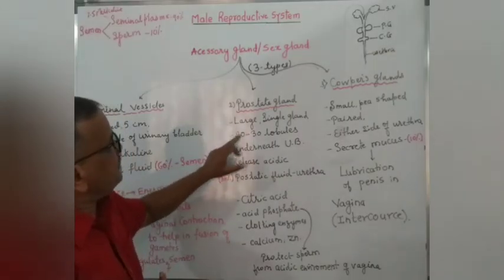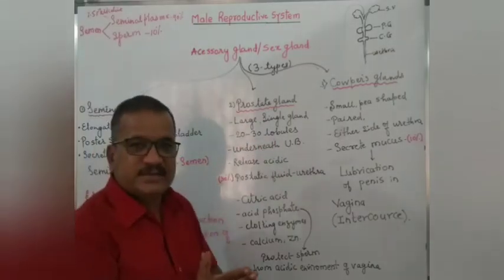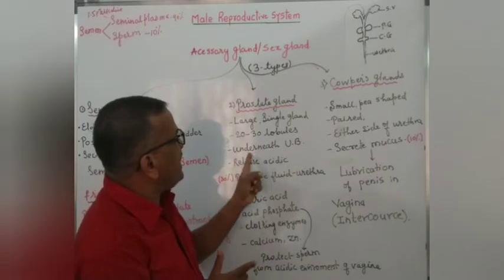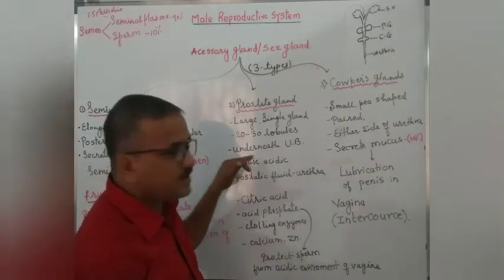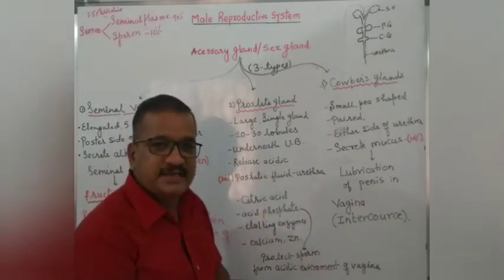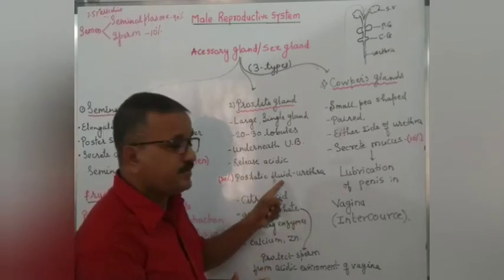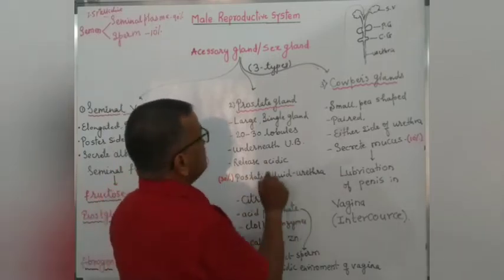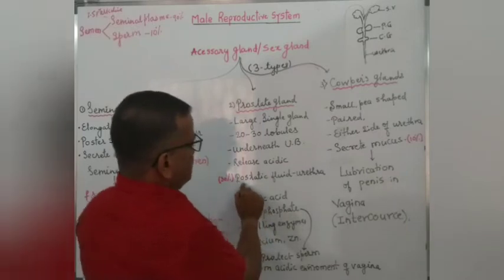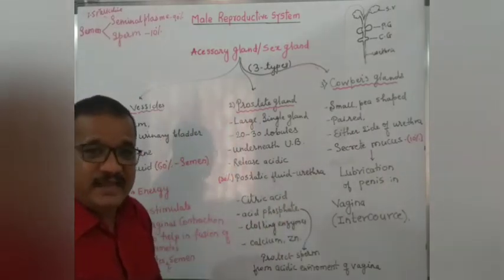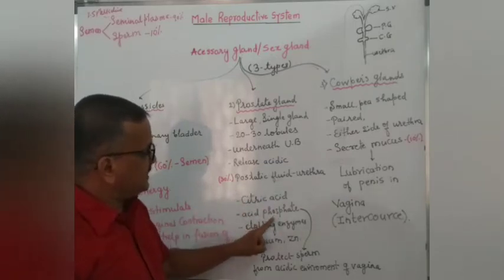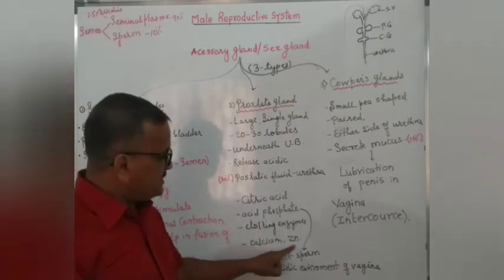Next point is that the prostate gland is made up of 20 to 30 lobules. This prostate gland is present underneath, meaning below the urinary bladder. It releases acidic prostatic fluid into the urethra. So from this prostate gland, the prostatic fluid will be released into the urethra, and it will be acidic in nature. This prostatic fluid contains citric acid, acid phosphatase, clotting enzymes, calcium, and zinc.